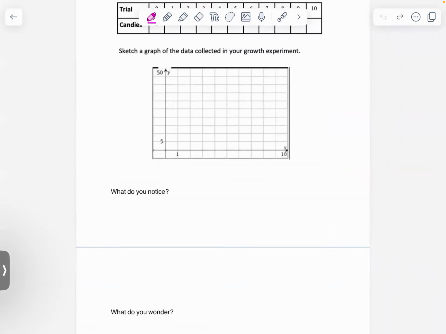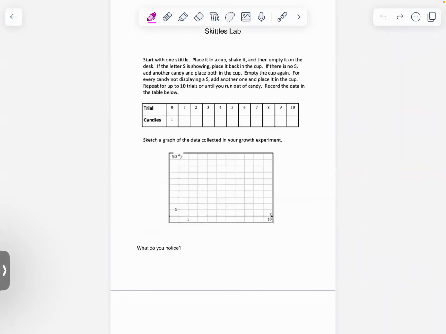The increased amount of Skittles means there's an increased chance for Skittles to not land with the S up. So what is the chance of you rolling a Skittle and it landing with the S up? It's 50-50, right? There's always a little bit of room for error. So every time you're expecting maybe half of your Skittles to have new friends.